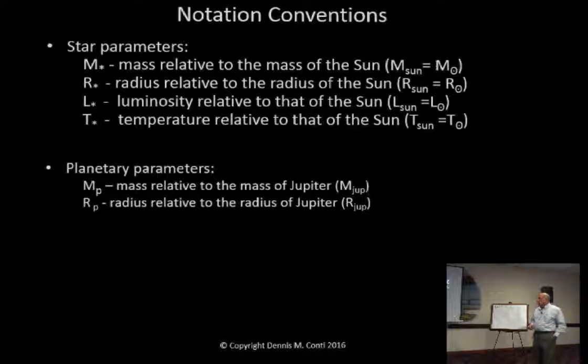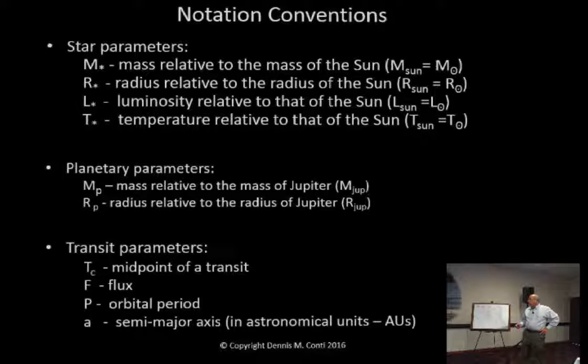Planetary parameters are generally relative to Jupiter. So they're generally with the notation M subscript P. So mass of a planet is M subscript P, which is relative to M Jup, which is the mass of Jupiter. So a planet that has a MP mass of 1.2 says it's 1.2 times the mass of Jupiter.